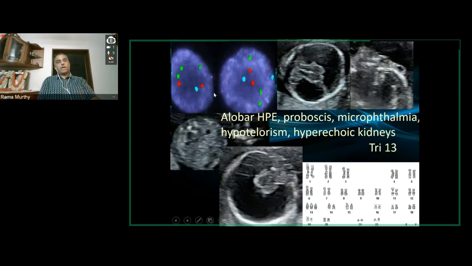That's the FISH showing you the three dots over here, 1, 2, 3 green dots, 1, 2, 3 green dots, telling you that there are chromosomes 13 present in the amniocytes. And of course, this is the regular karyotype showing you the 13 chromosomes out here. All the others are represented only by pairs, whereas this is a trio. So this becomes a trisomy 13.